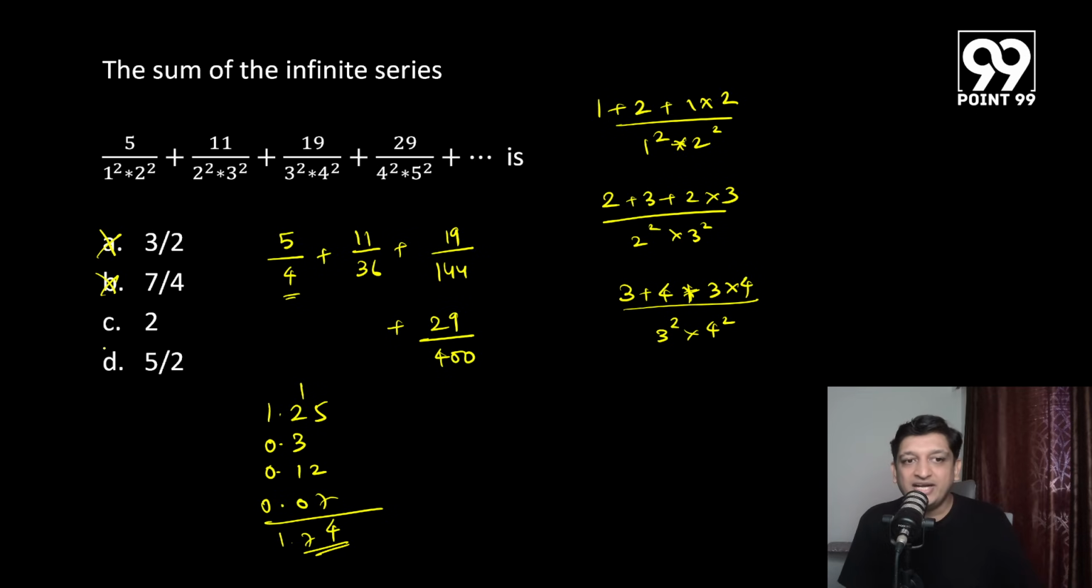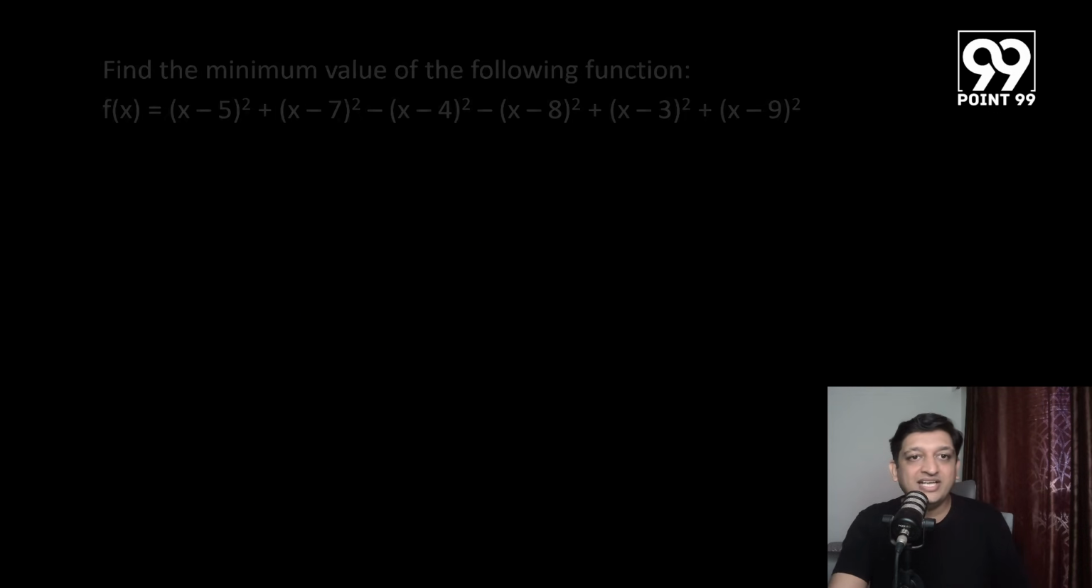5 by 2, again, if you look at it, 2.5 is way farther than we were supposed to be. So in this particular context, the correct answer is option C, that is 2. If you just take the sum of the first few terms, you will be able to get the answer very quickly using the on-screen calculator. Let's move on to the next question now.